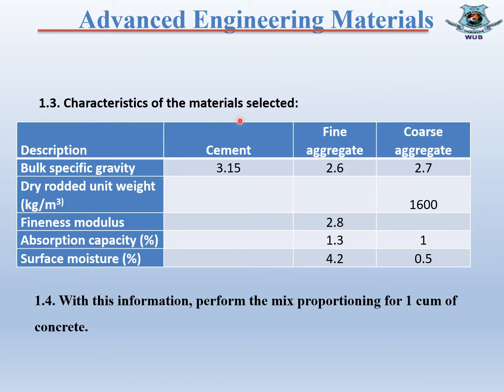The properties of the materials used in the mix are given in this table. Here, bulk specific gravity for cement is 3.15, for fine aggregate 2.6, and for coarse aggregate 2.7. Dry unit weight of coarse aggregate is 1600 kg per meter cube. Fineness modulus for fine aggregate is 2.8. Absorption capacity in percentage for fine aggregate is 1.3 and coarse aggregate 1. Surface moisture percentage for fine aggregate is 4.2 and for coarse aggregate 0.5. And with this information we have to perform the mix proportion for 1 meter cube of concrete.